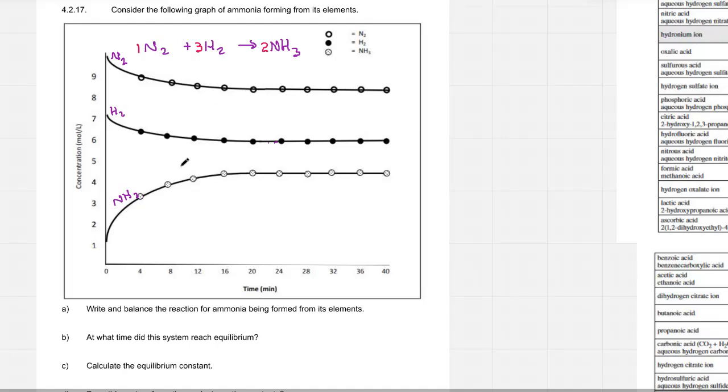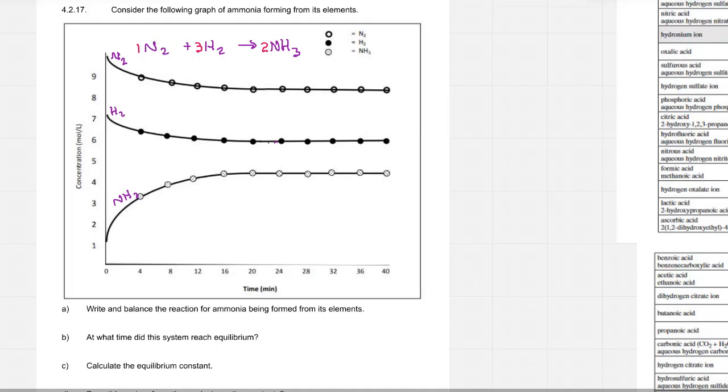So, what do they want with this? Write and balance the reaction for ammonia. Okay, well, I did that without even knowing it was the first question. That's just a good idea when you're studying a system, is write down the reaction and make sure you understand it. So here is ammonia being formed.